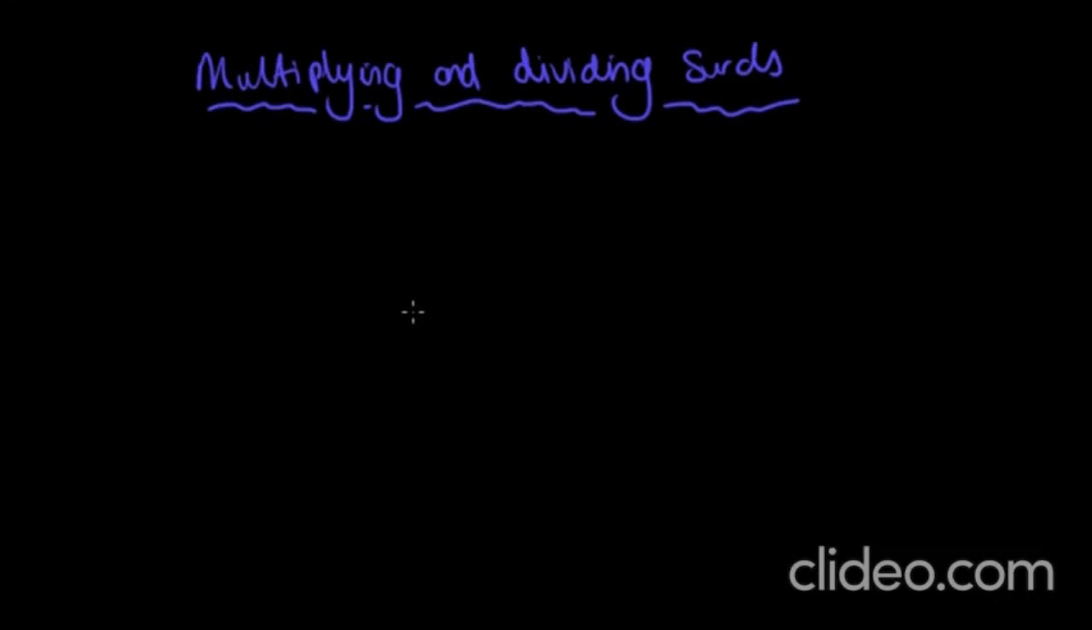In this semester, we're going to start with a new chapter. This is about surds. Surds are numbers with square roots. Here, I'm going to show you how to multiply and divide surds. Let's have a look into some examples here.